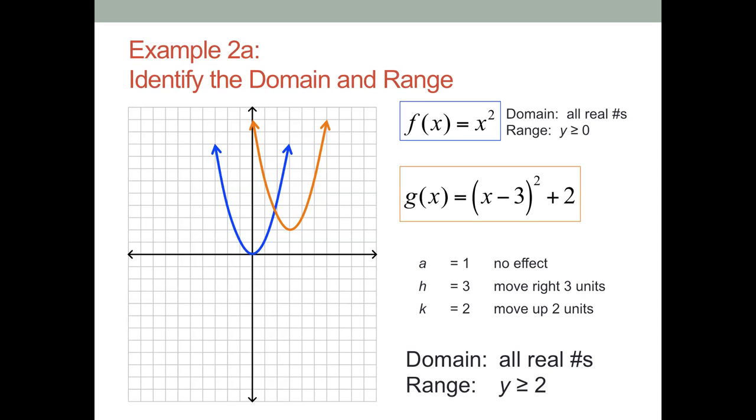So anytime you have unrestricted domain or range, namely all real numbers, any kind of transformation doesn't really change that. But if you have a restricted domain or range, then the numbers a, h, or k could possibly affect those intervals.